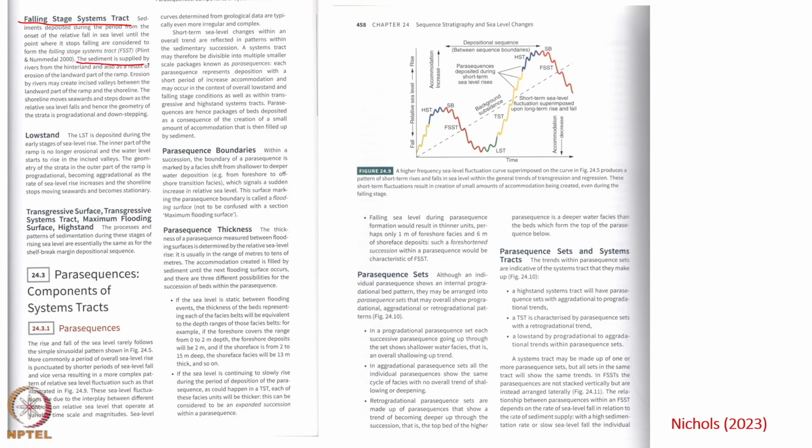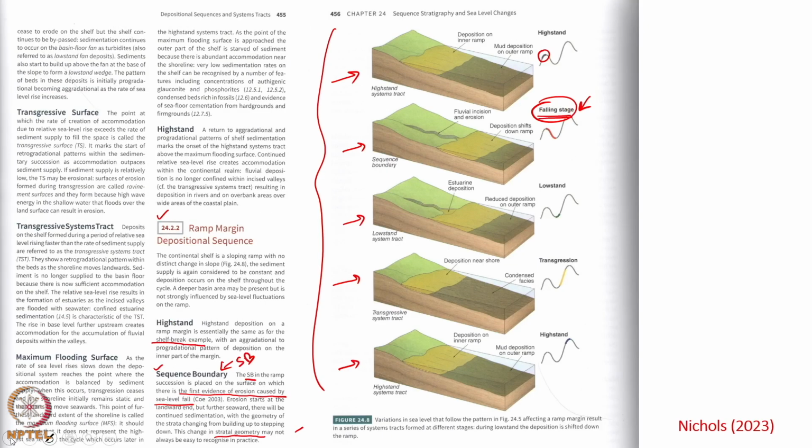Here the sediment is supplied by rivers from the hinterland and also as a result of erosion of the landward part of the ramp. Since the shoreline has gone down, river starts depositing sediment. So the river deposits come at the top. So if we make a succession here, at the bottom can be the oceanic sediments in general language, and over that will be the river deposits.